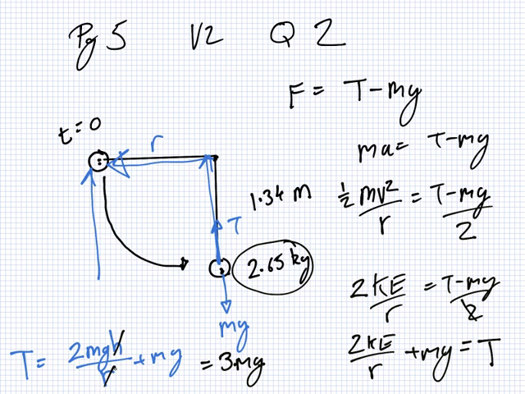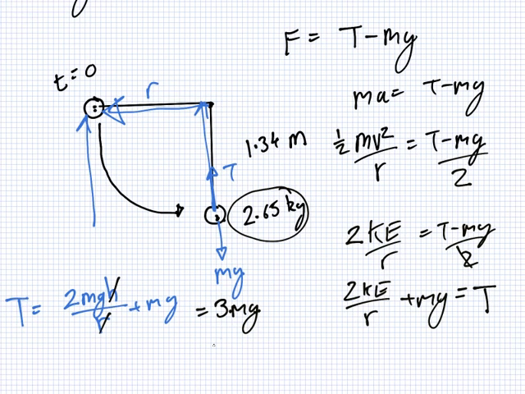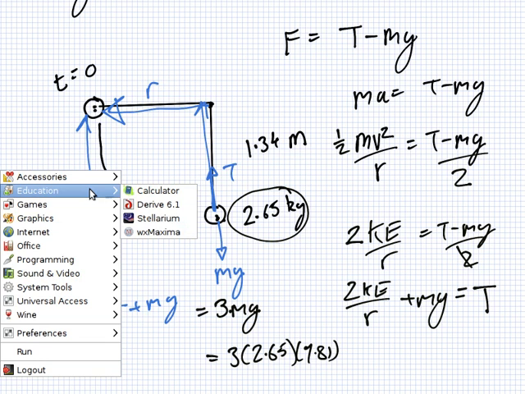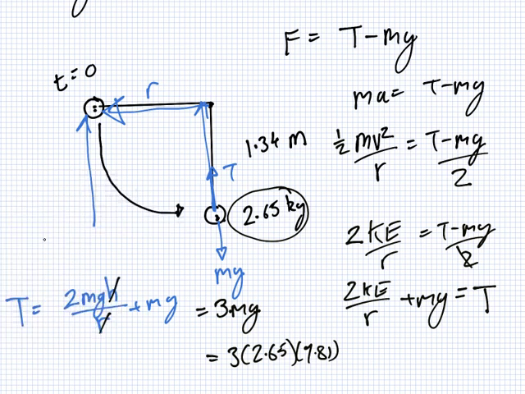You have the answers on the marking scheme. We can check if it's right. What is 3 times 2.65 times 9.81, please? Can you type that in, please? What's it to 3 significant figures? 77.9895. So it's 78.0 then, yeah. 78.0 newtons.